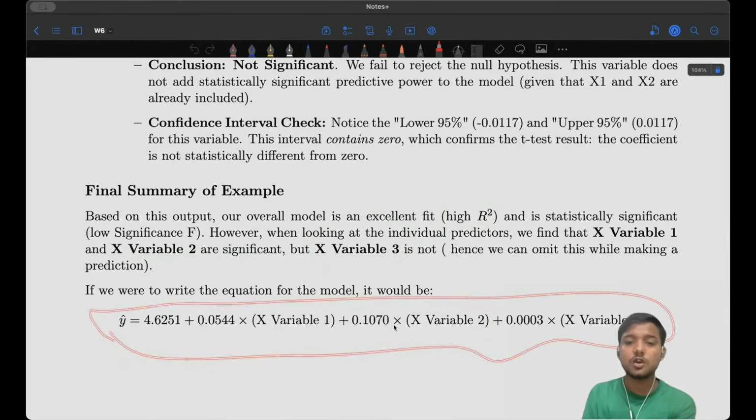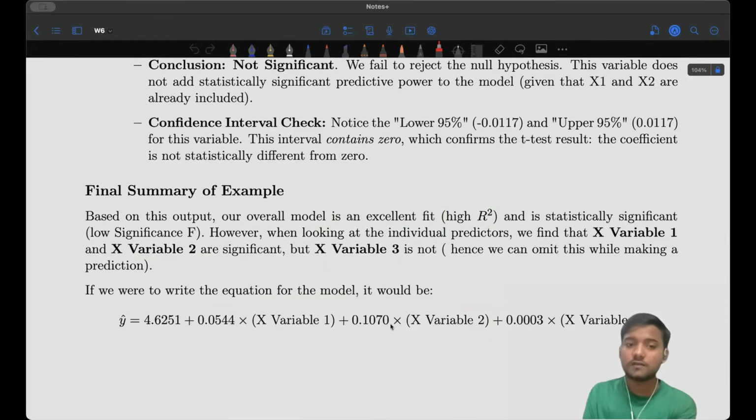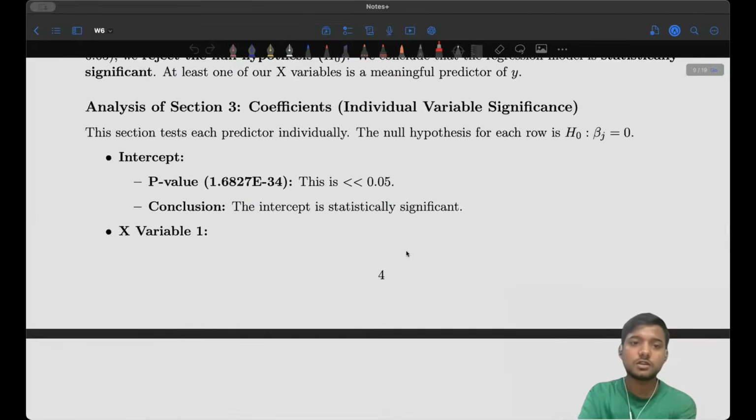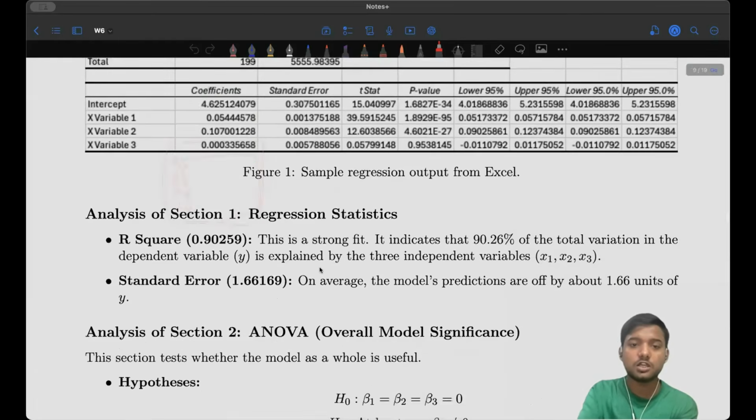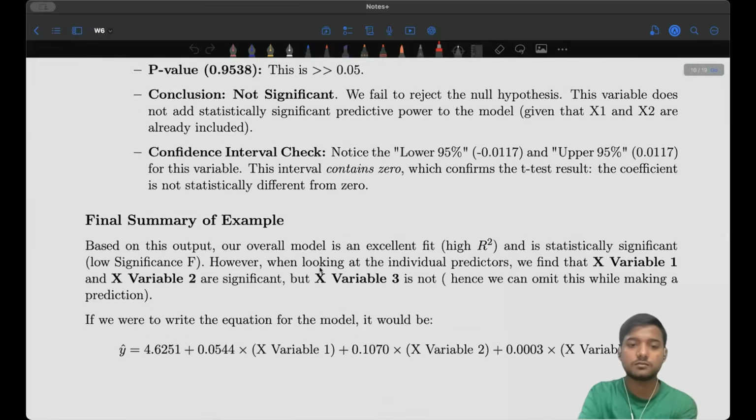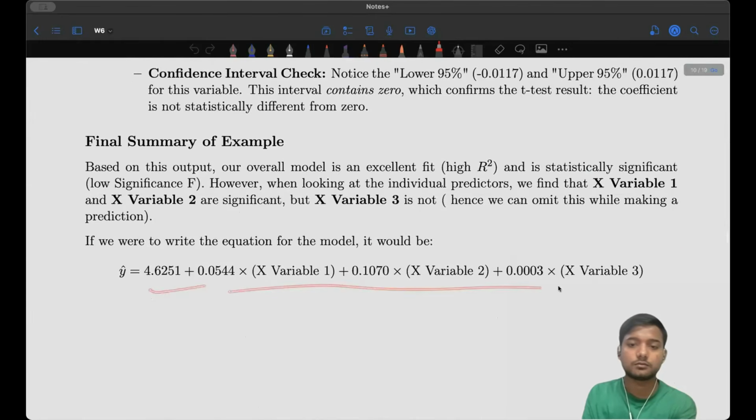So this is what your overall equation looks like. How I have written this is coming from my coefficients part. So all these beta 0, beta 1 up till beta 3, they are coming from this part. This is my beta 0, this is my beta 1, this is my beta 2, and this is my beta 3. So these 4 values I'm using to write down my equation here.